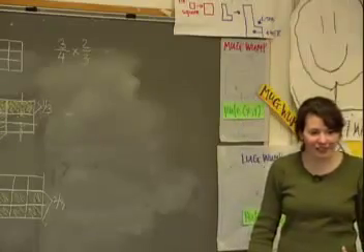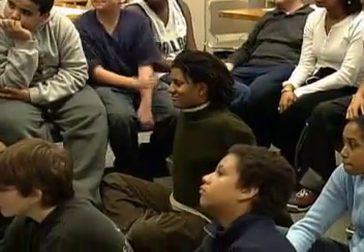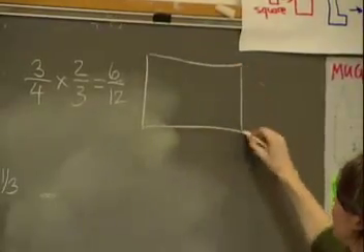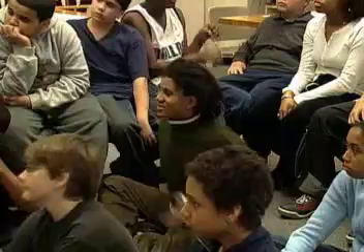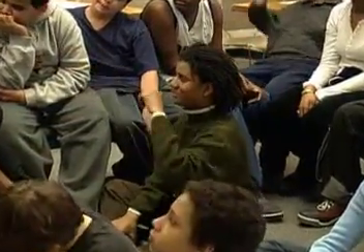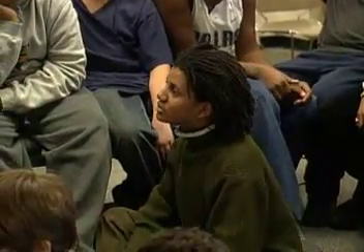Let's see. How about Kamani? 6/12. Okay, let's see. I'll start with my good old array. What should I start with, Kamani? Same as the 4. Why 4? Because the denominator is 4. Okay, so I'll cut it into 4ths.